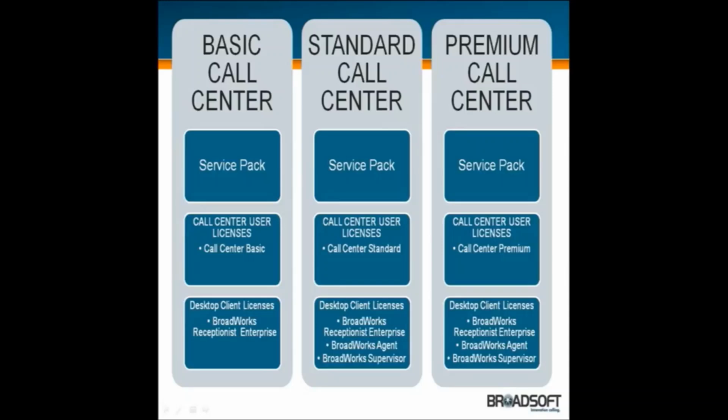Starting with Release 16, all call center licenses are assigned at the user level, and this does not change in Release 17. They are available in 3 different types: basic, standard, and premium. Once the call center user licenses are assigned, you can build the call centers that map to the different user types. So you can create a basic call center that includes users with a basic call center license, a standard call center that includes users with a standard call center license, and so forth.